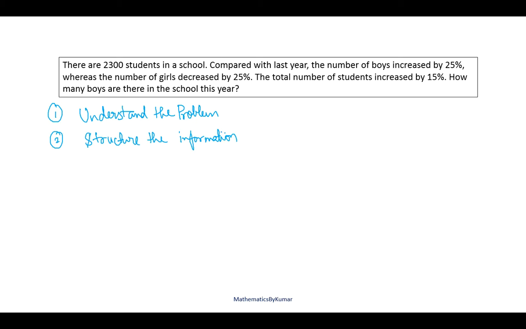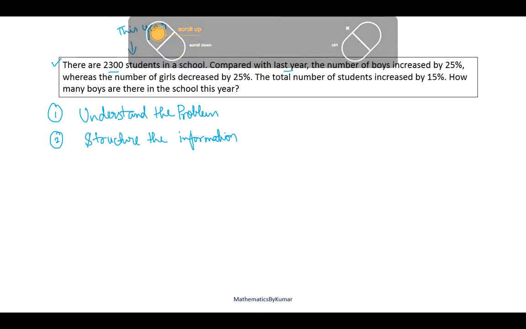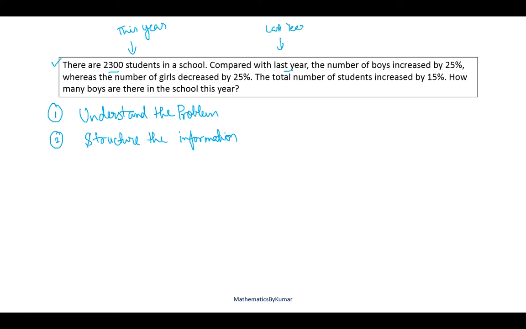For example, if I read this question, I have that there are 2300 students in a school compared with last year. Okay, so straight away you are seeing that there are two situations that I'm getting. This situation is for this year, and I'll also be getting some information for last year. All right. So let's look at what happened last year. The number of boys increased by 25%. So whatever the number of boys was last year, this year it is 25% more than that. Whereas the number of girls decreased by 25%.